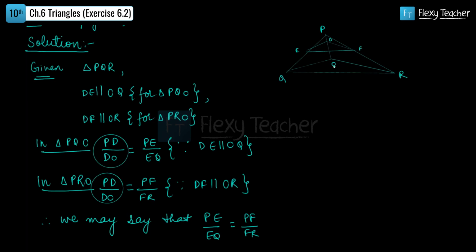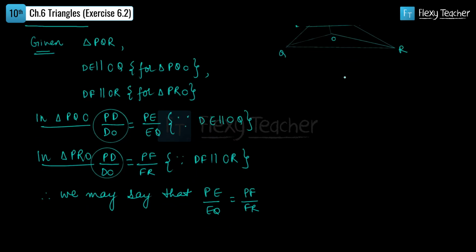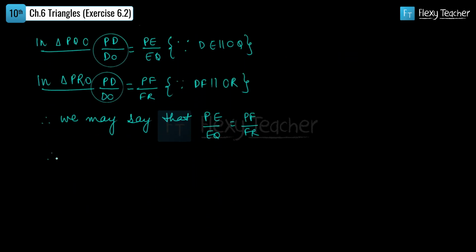Okay. Now, because these two are equal, PE upon EQ is equal to PF upon FR, we can also say that EF is parallel to QR. That is because of the theorem number 6.2. Okay. Therefore, EF is parallel to QR, converse of basic proportionality theorem.